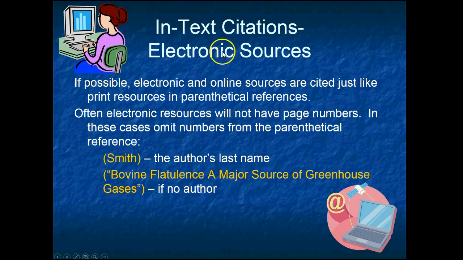Now, if you were to use electronic sources, many of them will not have page numbers. If that's the case, just put the author, no page number. Again, if there's no author, give as much of the title as you need in your parenthetical citation in order for me to locate it on the works cited page later. So again, if you have an electronic source and there is no page number, leave it out.